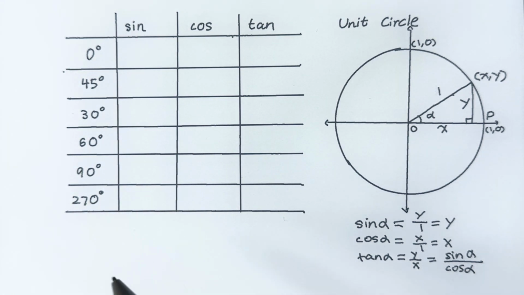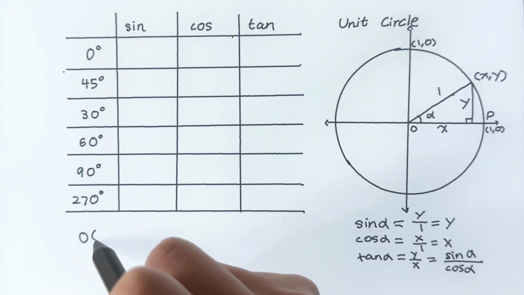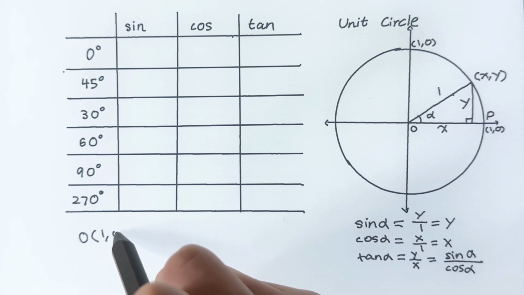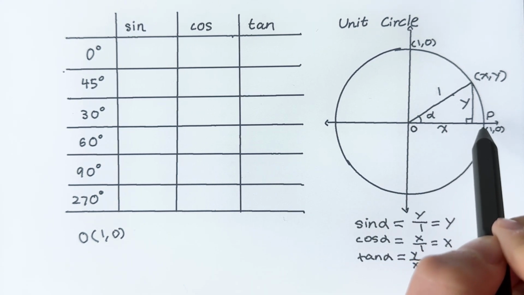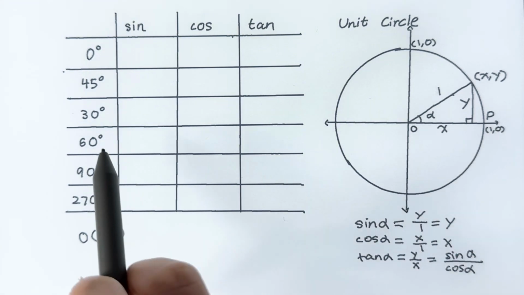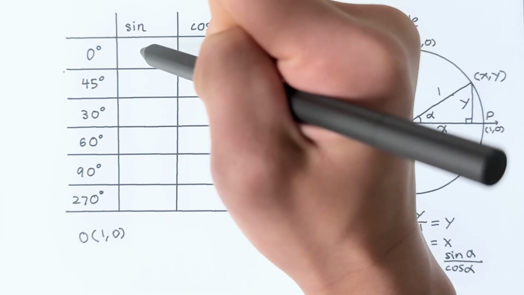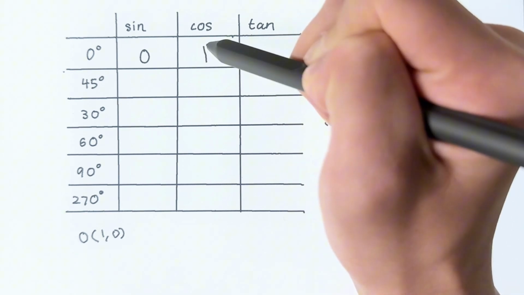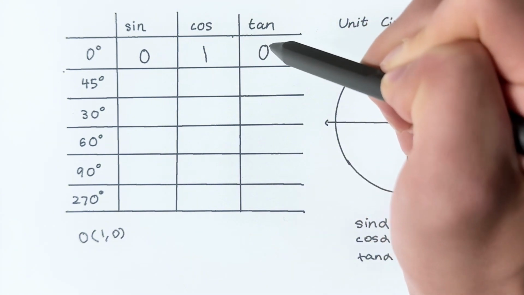Starting with 0. The coordinates of 0 will be 1, 0, because the angle is 0, so the angle will overlap with the x-axis here. And sine equals the y value, which is 0. Cosine is the x value, which is 1. Tangent equals 0 over 1, which is 0.